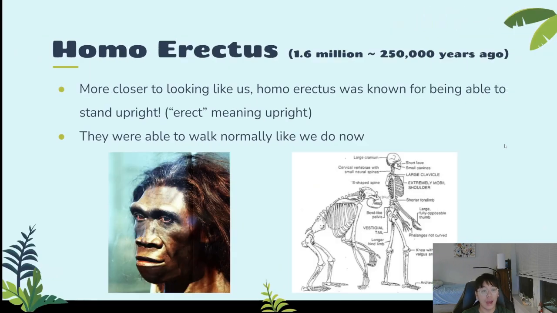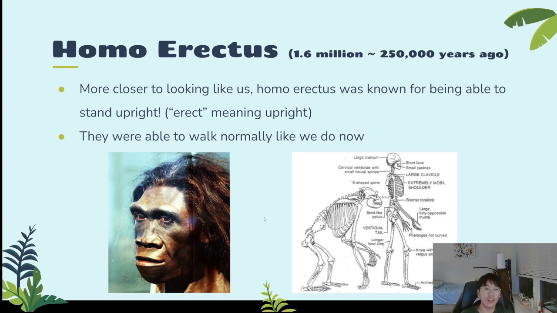After Homo habilis came the Homo erectus, which was from 1.6 million years ago to 250,000 years ago. So again, if you can see the picture here, Homo erectus looks closer to us, and Homo erectus was known for being able to stand upright. That is why they're called Homo erectus, since erect means upright.